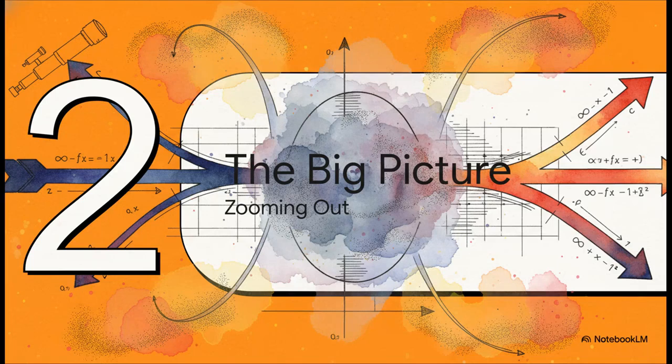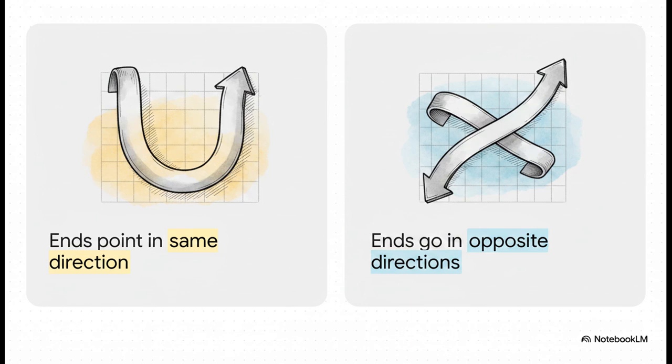Section 2. The big picture. Zooming out to space. Okay, imagine zooming way out. The messy middle of the graph just becomes a blur, and all we care about is where the arrows at the far left and far right are pointing. This illustrates a brilliantly simple binary pattern based on mathematical parity. An even degree? That means the ends match. Think of your standard quadratic parabola. It has an even degree of 2, right? Both ends go up together or they go down together. But an odd degree, like a cubic function with a power of 3, those ends split. They head in completely opposite directions. It starts low and ends high, or vice versa.